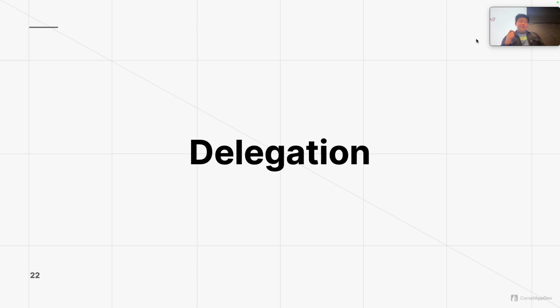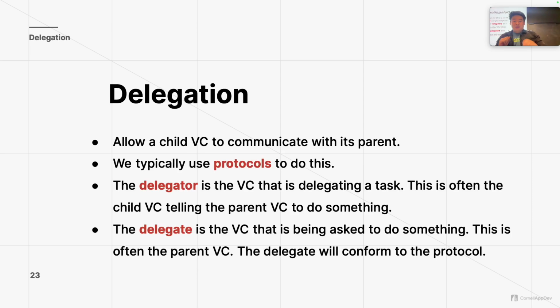So, delegating, what is it? Passing information from the parent view to the child view is a lot easier, but passing information from the child view to the parent view requires a little bit more work, which is where delegation comes in. Delegation is the process that allows a child VC to communicate with its parent, and typically we use a protocol to do this. We will cover that a little bit later.